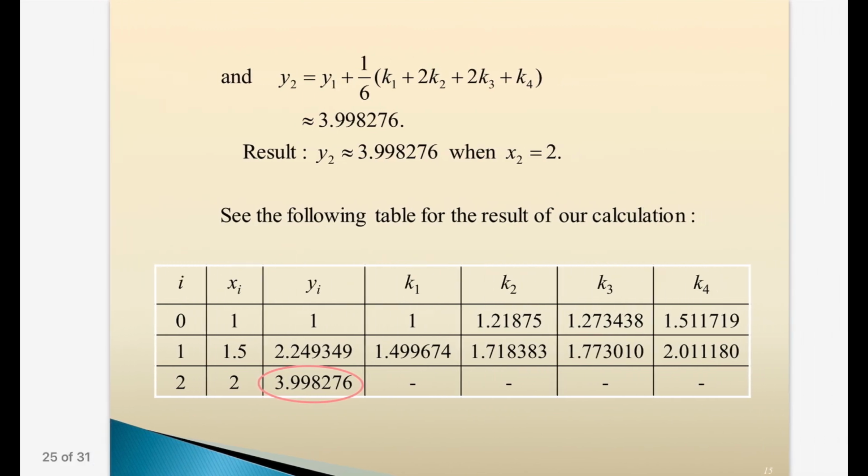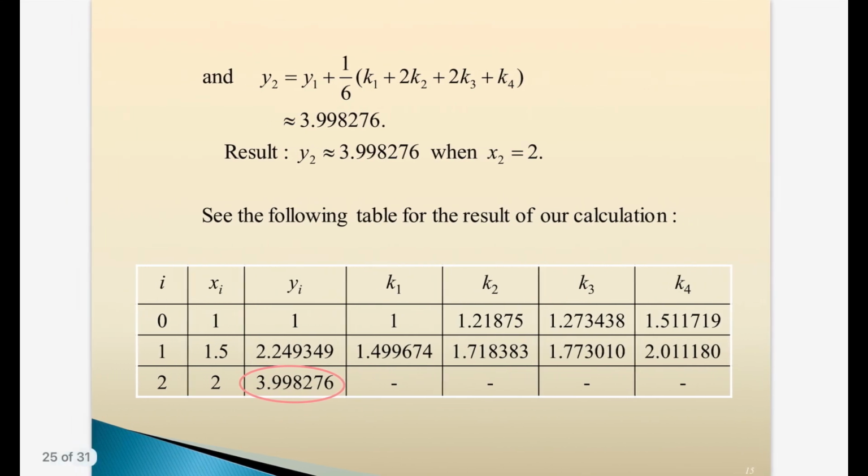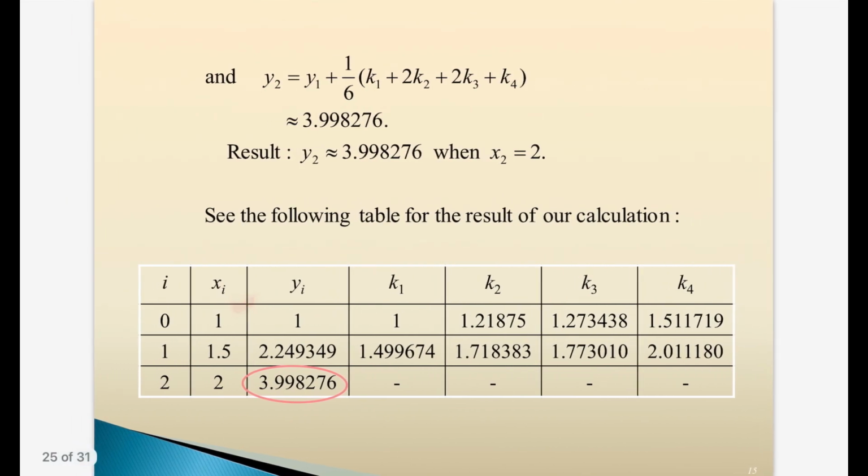So see the following table for the result of our calculation. This is the initial condition given in the question. These are all the values that we calculated just now. Okay, then this is your answer. When x equal to 2, this is your approximate solution for y.